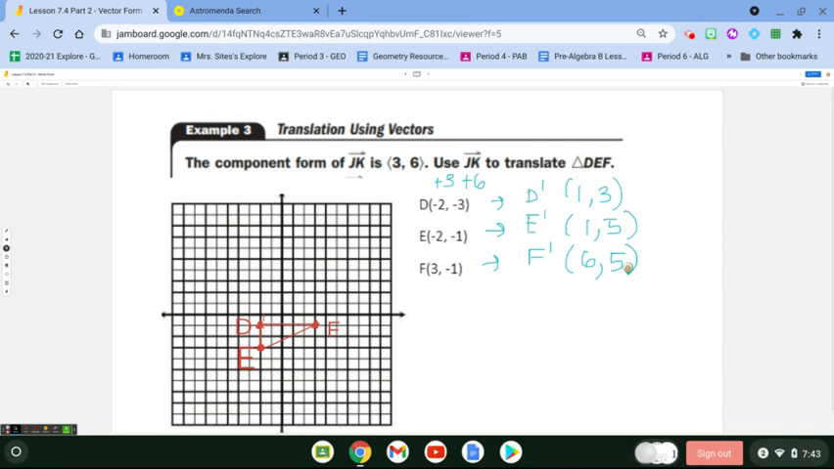Okay, so again, we're going to plot these values to see where D prime, E prime, and F prime are. All right, guys, so when you take a look at your translated triangle using this component form, you can see that D prime, E prime, and F prime would look like that. It was translated, or slid, 3 units to the right and 6 units up.